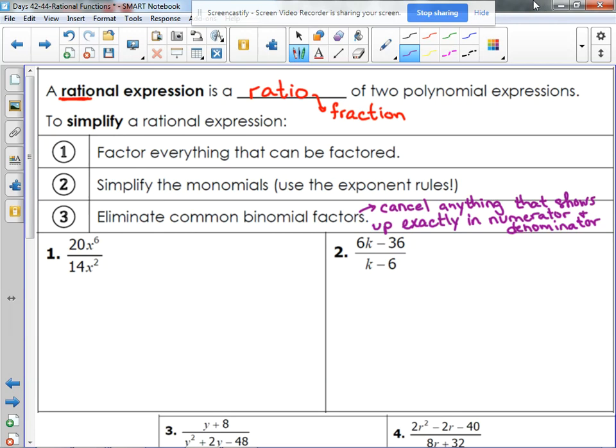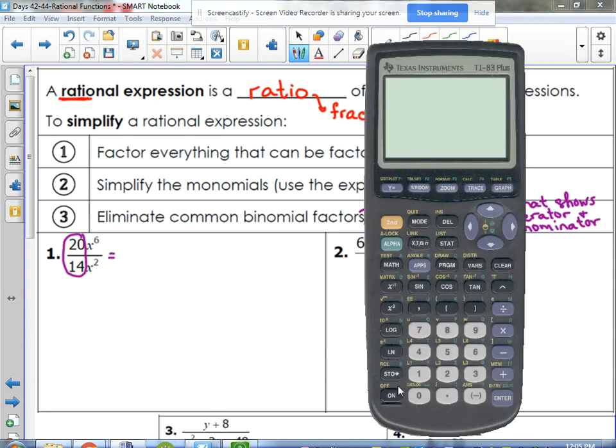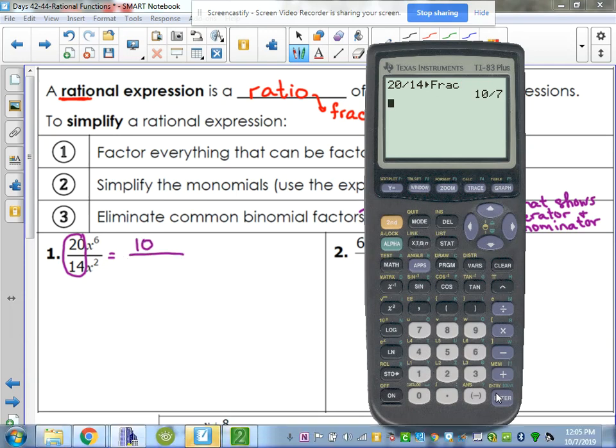All right, so let's look at example number 1. There's nothing to factor there. Those are monomials. There's no factoring to be done. So we are just going to simplify. We're going to simplify 20 over 14. Now, if you can do that mental math, that's great. If not, use your calculator. 20 over 14, you know it doesn't divide evenly. So turn it to a fraction. Math, enter, enter. We get 10 over 7.